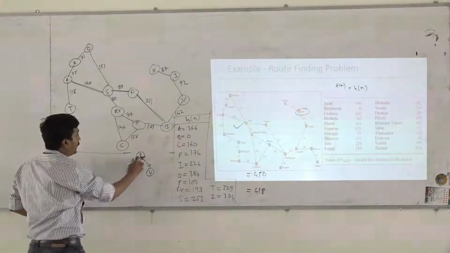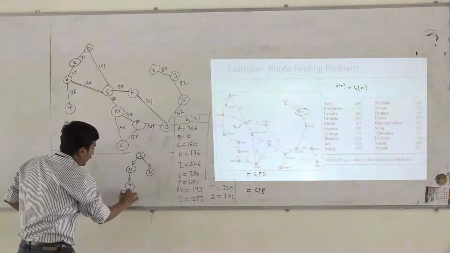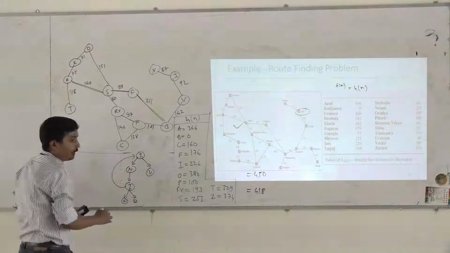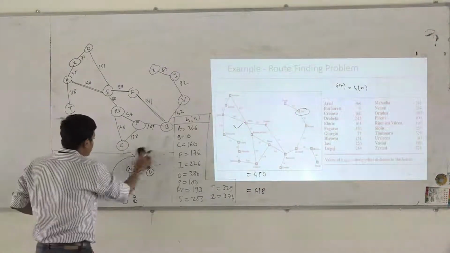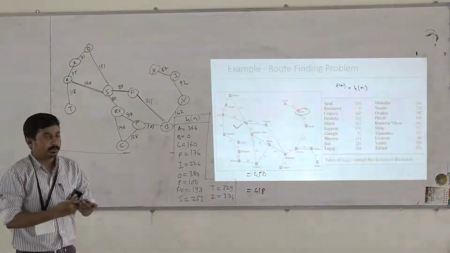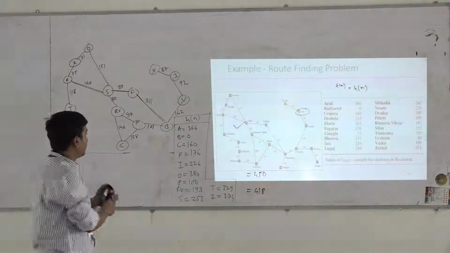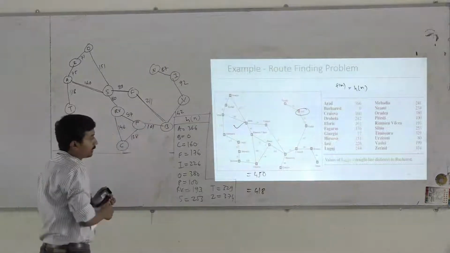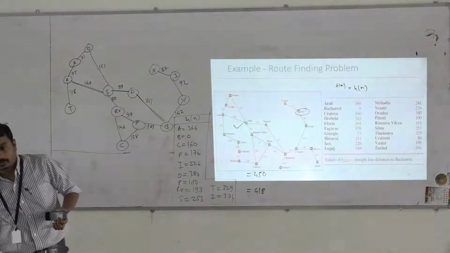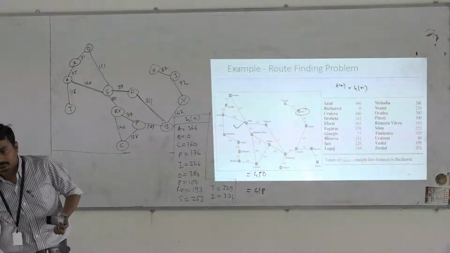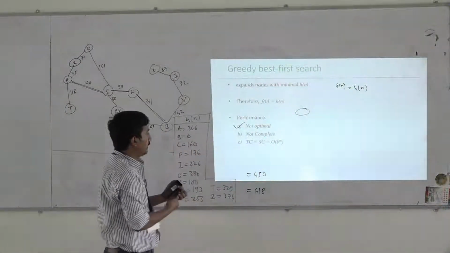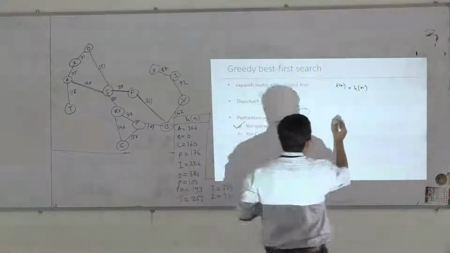From N only I is possible, and from I you are getting again N and V. So you are falling into a loop, right? So GBFS is not complete also. You may fall into a looping path or end up in a dead end sub tree. So it is not optimal, it is not complete. And what about time complexity and space complexity? It is also exponential. Why is it exponential? So consider this example.